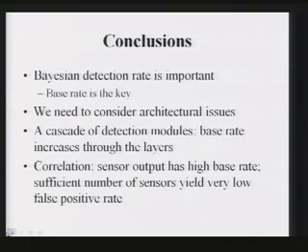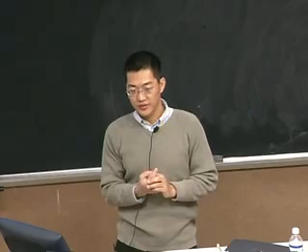Anyway, to conclude, I think we need to consider the architecture of the anomaly detection so that the Bayesian detection rate is high enough, meaning you have a small enough rate of false positives. The two architectures would be cascade or correlation. Okay. All right. Thank you.